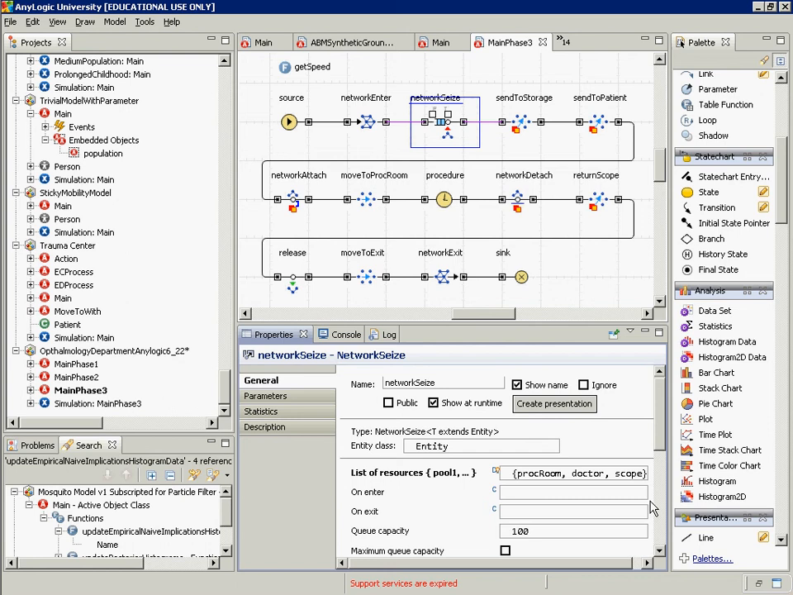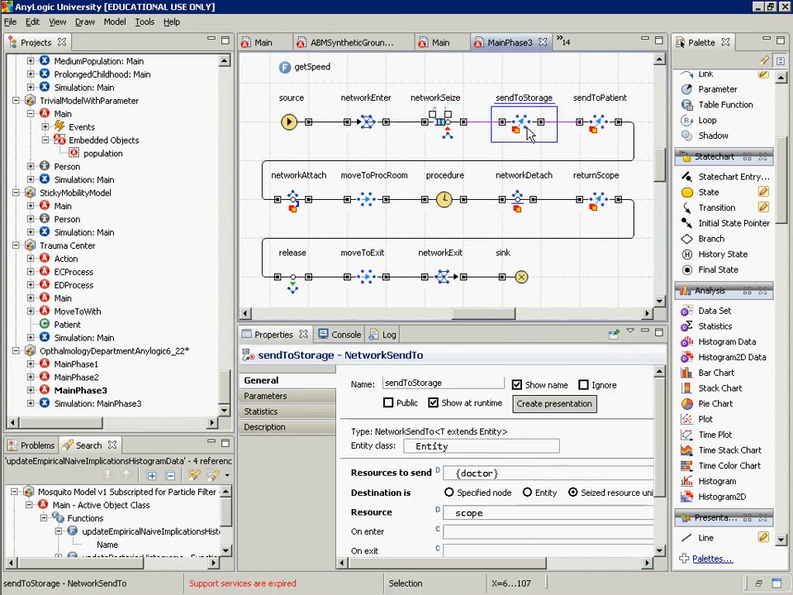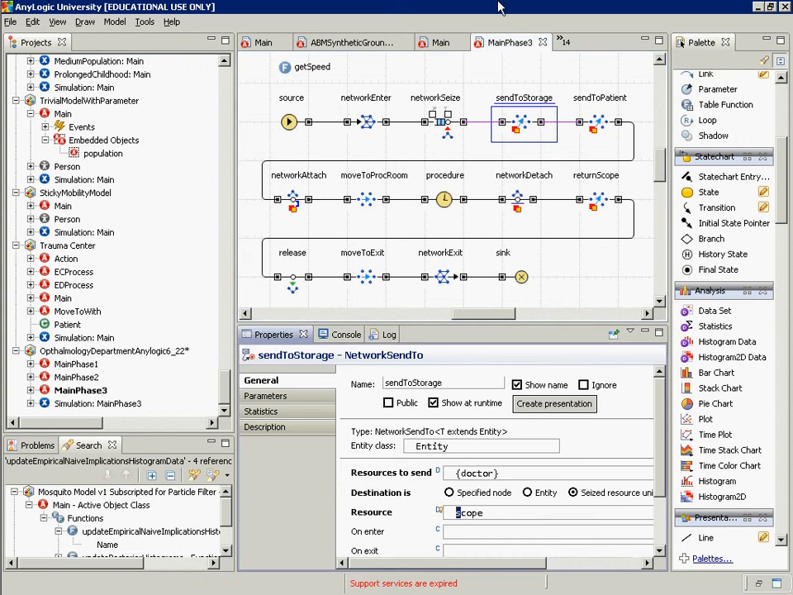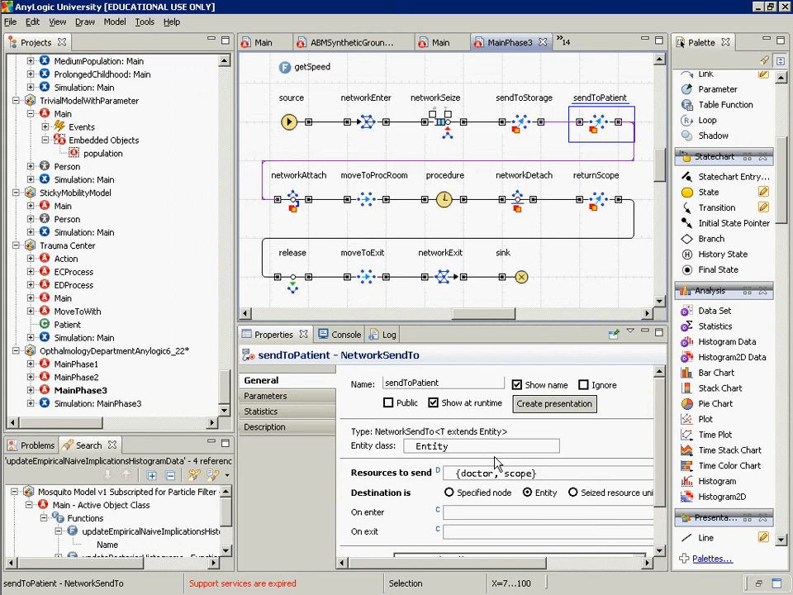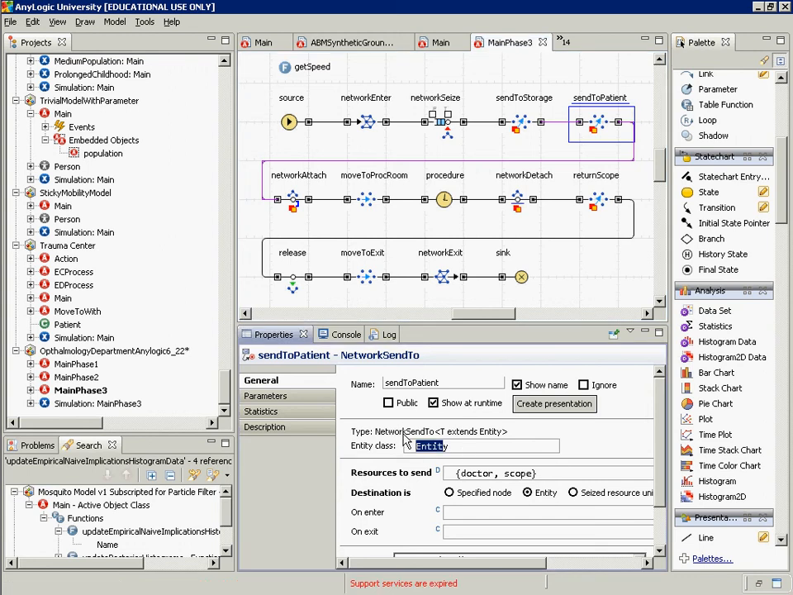But you notice, Jason, that this assignment is occurring to the entity, and the entity conceptually carries that with them. They're associated with these resources, and then the doctor is sent to go get the scope, and then the doctor is sent to the patient. Okay. This is a network sent to. They're sent to the entity to whom they belong. Okay, and both the doctor and the accompanying scope are sent there. And then the doctor is attached to the patient.